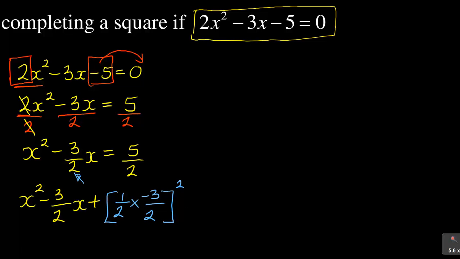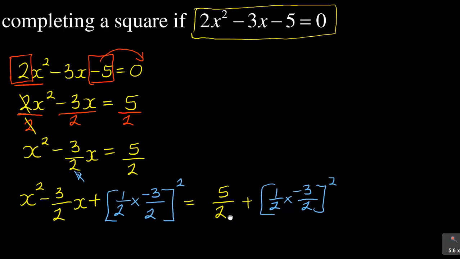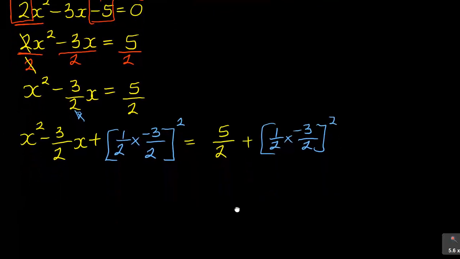Now this is what they mean by completing a square, but remember what you do on the left, you also need to do on the right. So you'll have 5 over 2, and then you'll have also plus, you do the same thing with it, 1 over 2 times minus 3 over 2 squared. So basically that is what they mean when they say you need to complete a square.